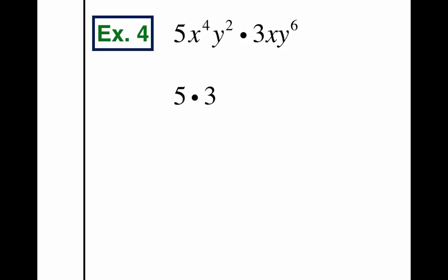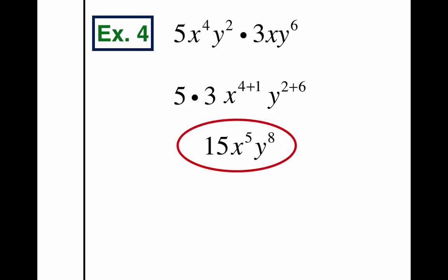I'm going to put the numbers together, 5 and 3. Then I'm going to put the x's together as x to the 4th power plus 1 more. And then I'll put the y's together as y to the 2nd power plus the other 6. We're going to add the powers. So we have 5 times 3 is 15. We have x to the 5th, y to the 8th. There is our simplified answer.